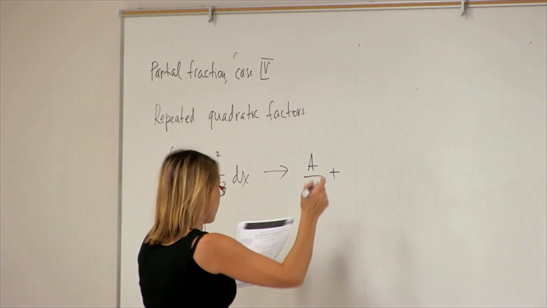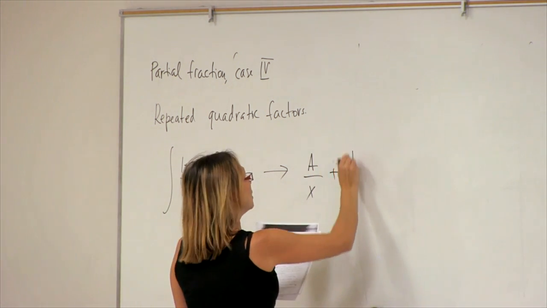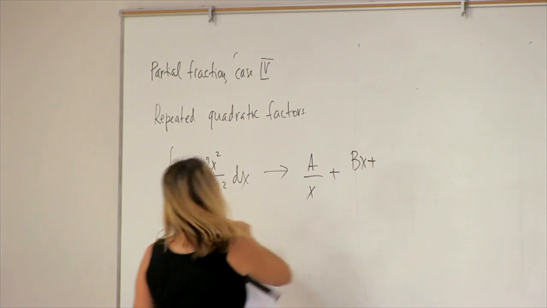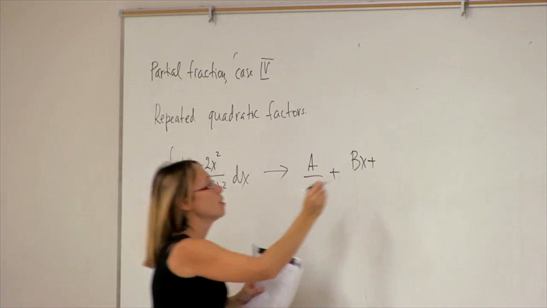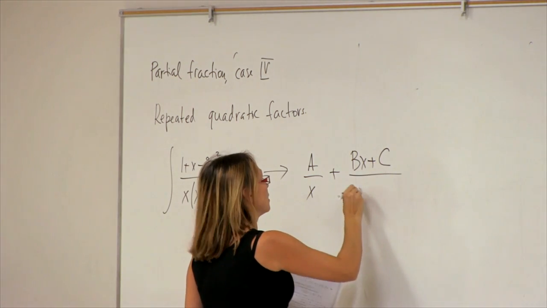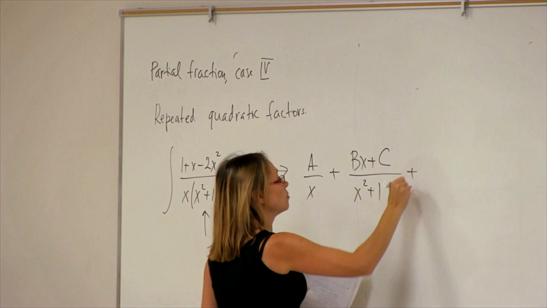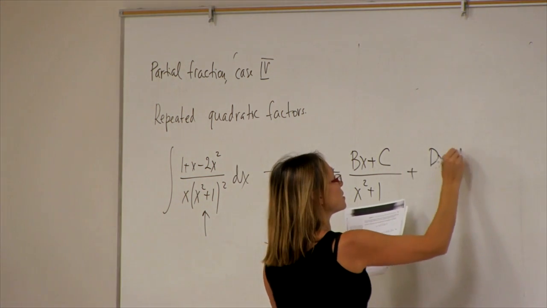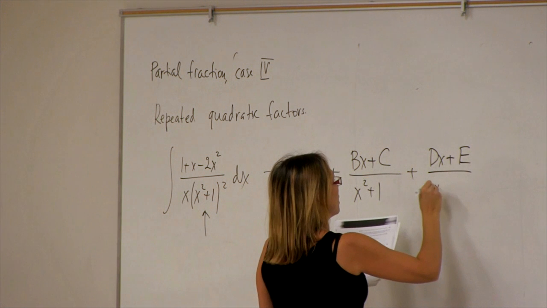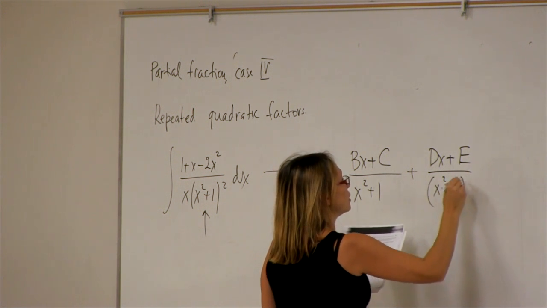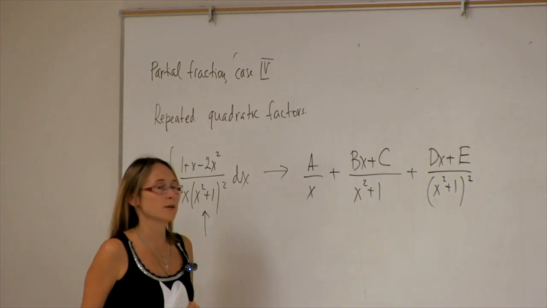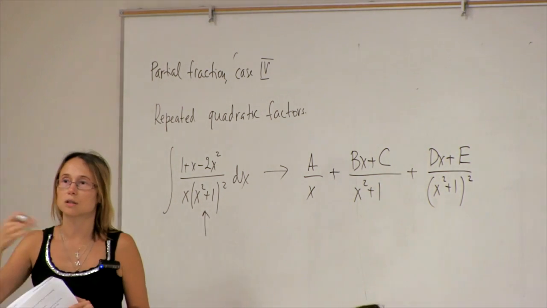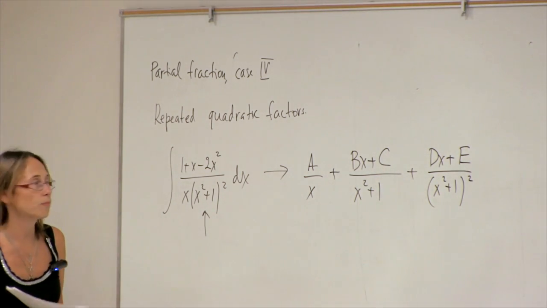I'm going to have 2 terms corresponding to x squared plus 1. bx plus c over x squared plus 1, plus dx plus e over x squared plus 1 squared. Okay? So this is the general procedure.